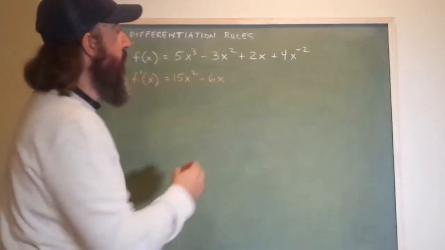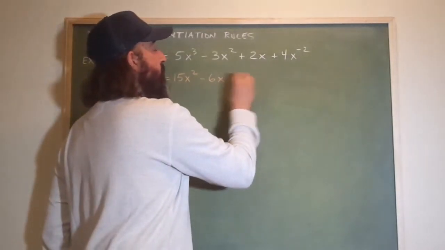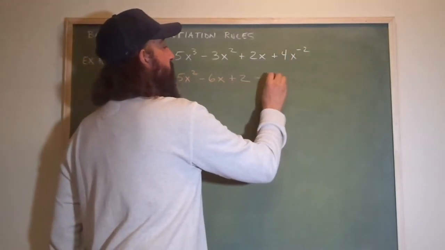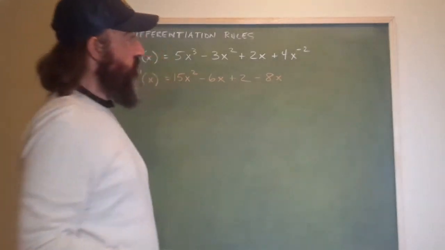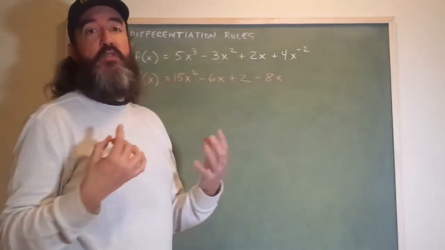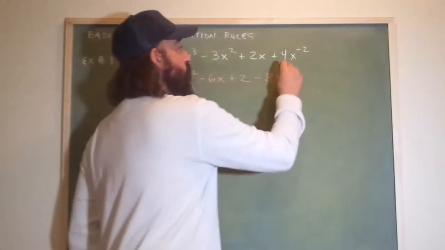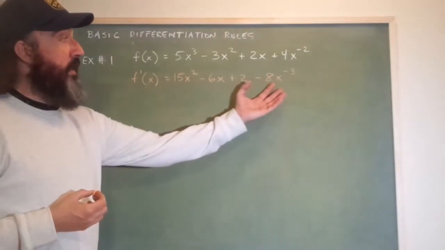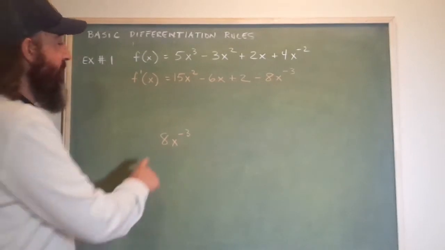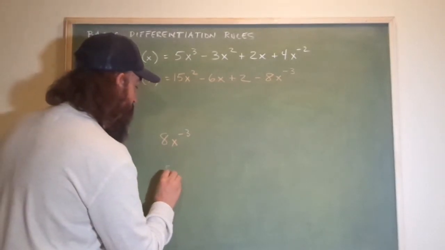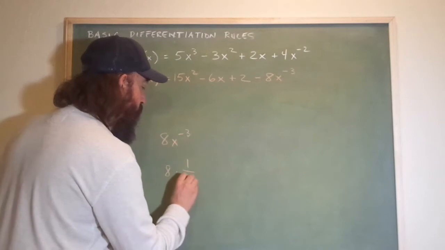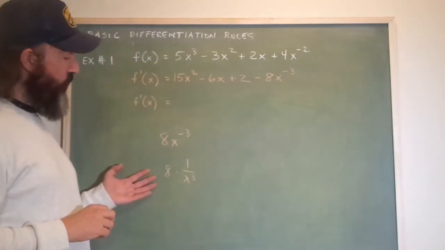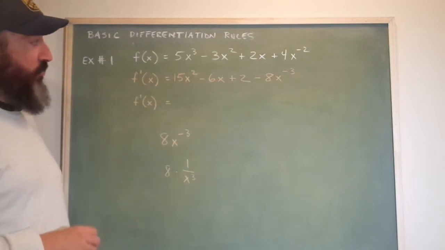The derivative of 2x is of course positive 2. And in this last term over here, well, negative 2 times 4 is negative 8. This is negative 8x to the, and negative 2, if you subtract 1, negative 2 minus 1 is negative 3. We, of course, don't want to leave our answer with any negative exponents. 8 times x to the negative 3, we're going to think of as 8 times 1 over x to the 3. And 8 times 1 over x to the 3 is 8 over x to the 3.